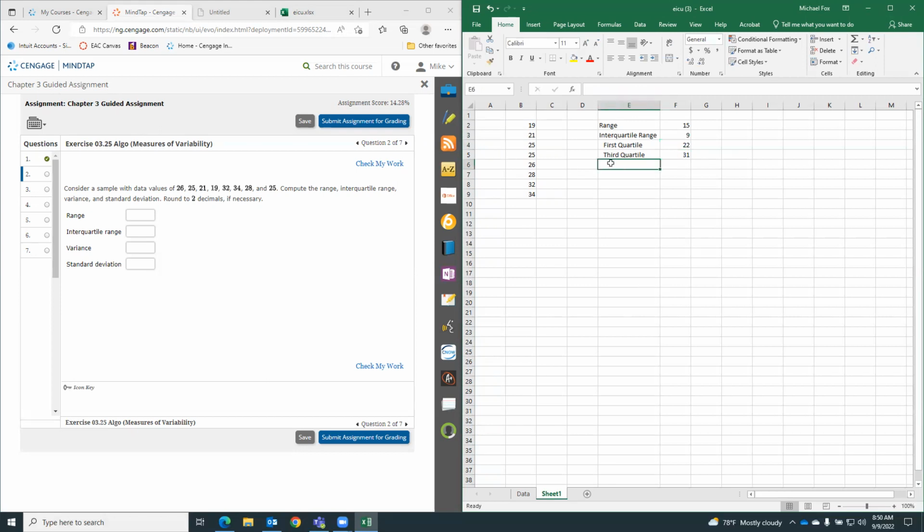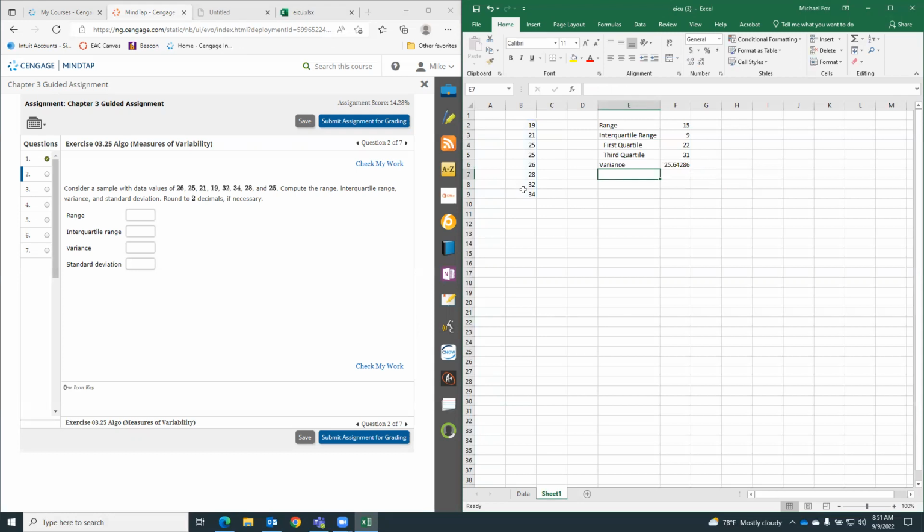For variance, I can just say this equals VAR dot, and this tells us it's a sample, so dot S. If it were a population, we'd do dot P, and then you just highlight your data set. And that will give you the variance.